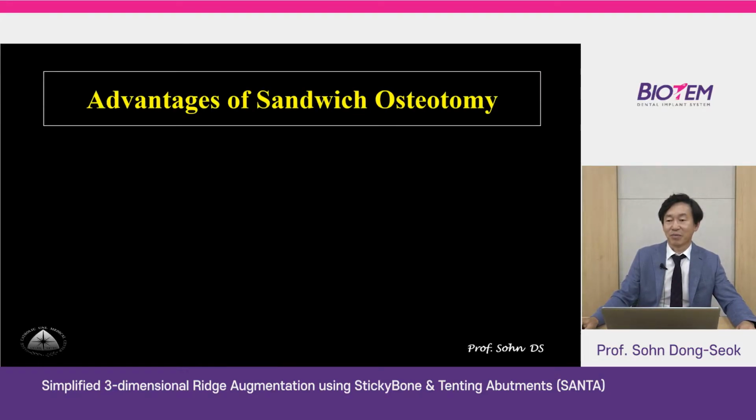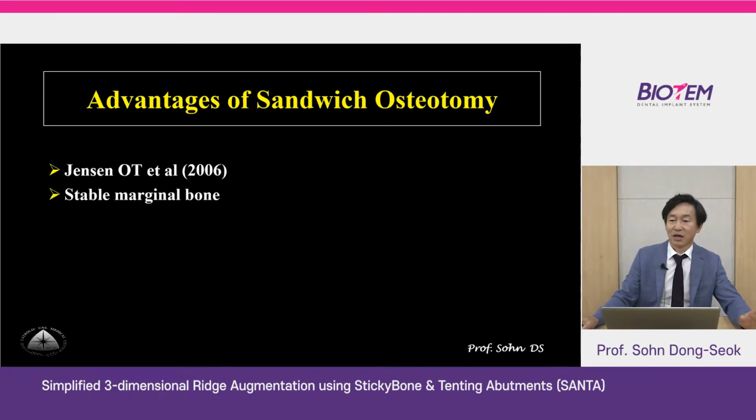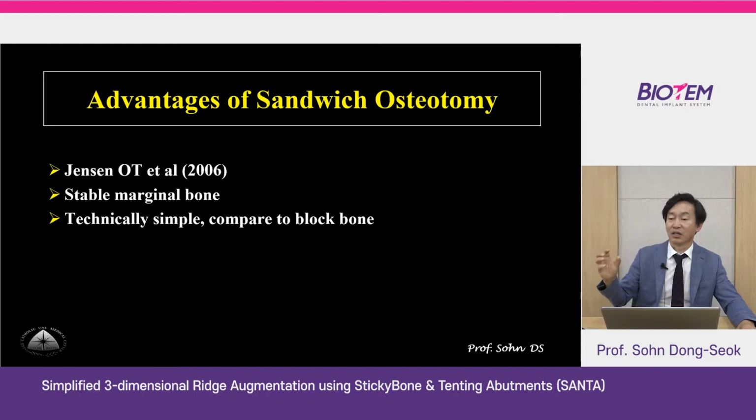This technique has some advantages. It was introduced by Dr. Jensen in 2006. As I mentioned before, this technique shows very stable marginal bone loss thanks to the pedicle bone graft. This is the segmented bone attached to the lingual periosteum, so this bone graft gets a good blood supply from the lingual plaque. Compared to the black bone technique, this technique is technically simple, and no donor site is required.